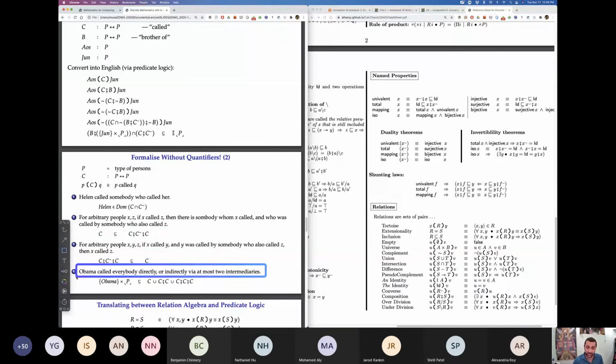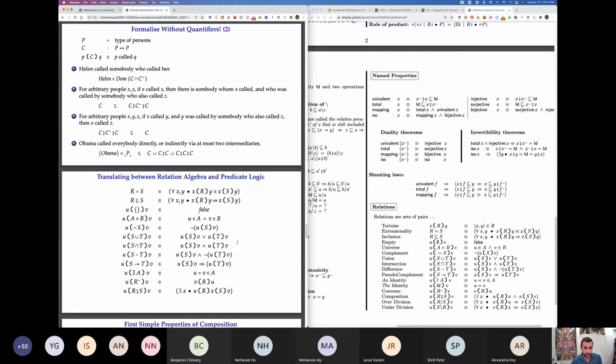Obama called everyone directly or indirectly via at most two intermediaries. It's a bit hard to formalize because there are a lot of quantifiers. Each composition is a quantifier right here, and when there are multiple compositions, that's multiple existential quantifiers. So either called directly, or via one intermediary person, so there exists one intermediary, or there exist two. So this is a really long formula. It really helps to practice these and to be comfortable with using composition to hide the existential quantifiers.